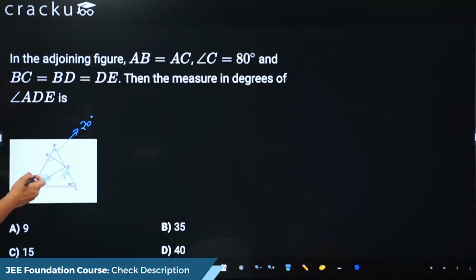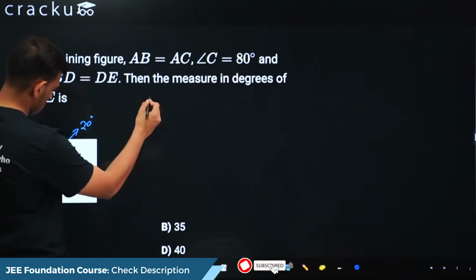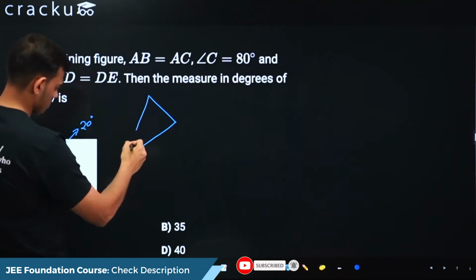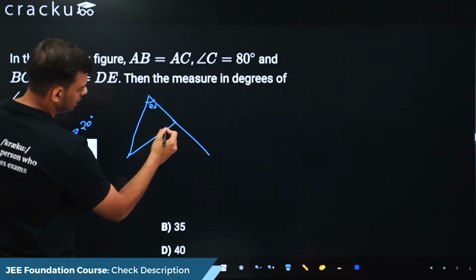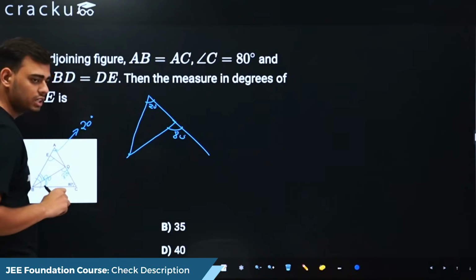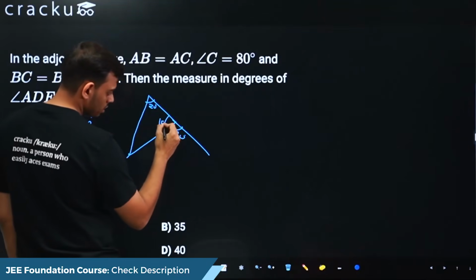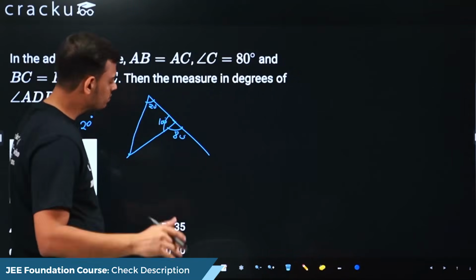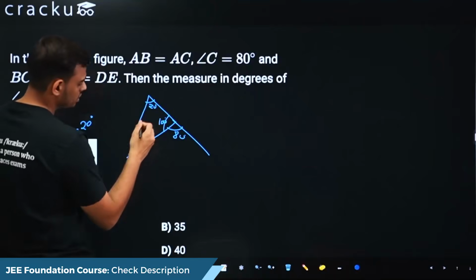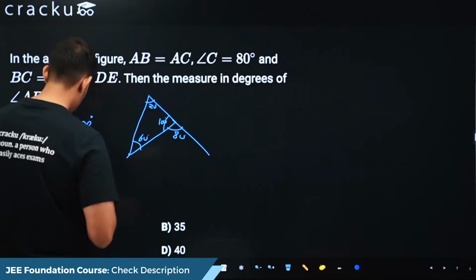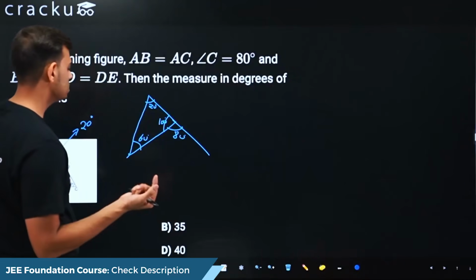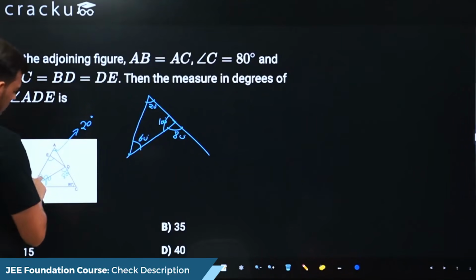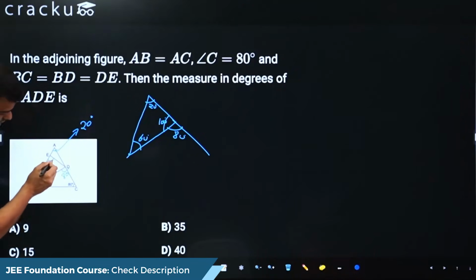Consider triangle ADB. We calculated this to be 20. This is 80 degrees. If this is 80 degrees, then this will be 100, because the sum of all angles on a straight line is 180 degrees. If this is 100, this is 20, this comes out to be 60 degrees. Why will this be 60 degrees? Because the sum of all interior angles of a triangle is 180 degrees. So this angle and this angle are equal. So I get 60 degrees.